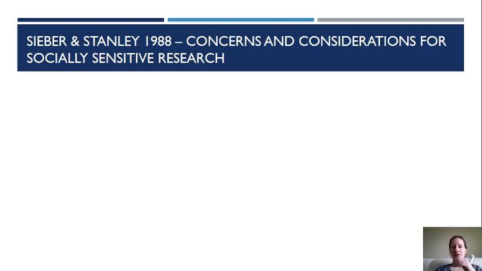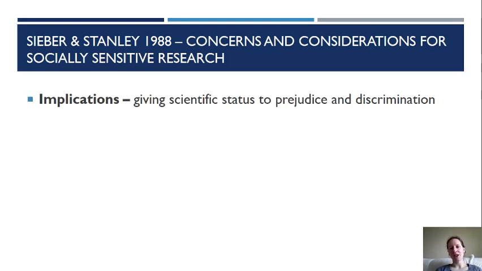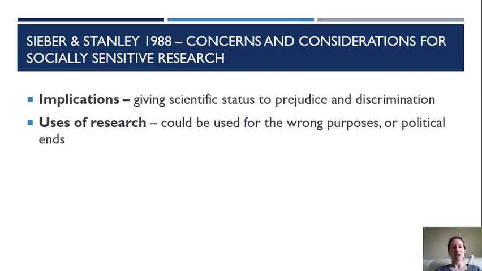And there's a piece of research here that picked out many things, but there are 4 things here that we're drawing out in terms of socially sensitive research, things that should be considered and things that we should be concerned about if we're conducting socially sensitive research. Things like implications, where you might be giving scientific status to prejudice, making it okay to be prejudiced because there's science behind it. Uses of research.